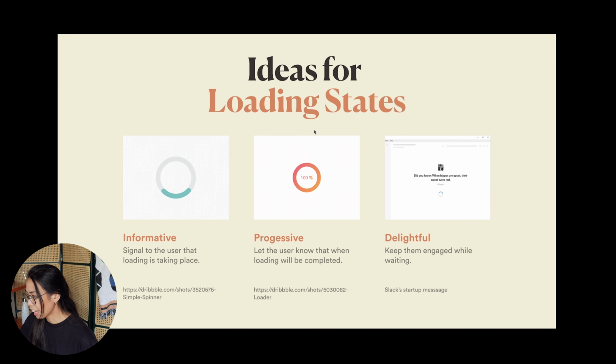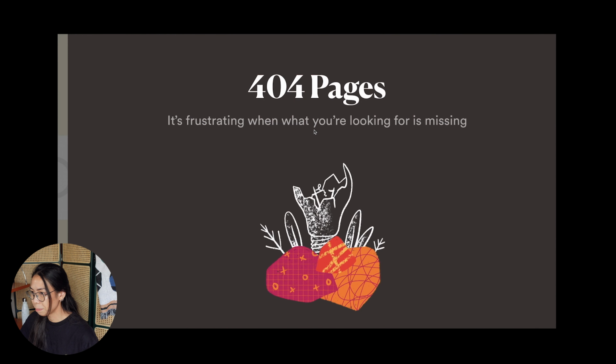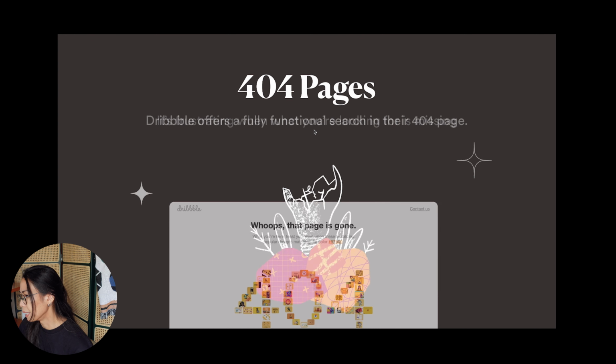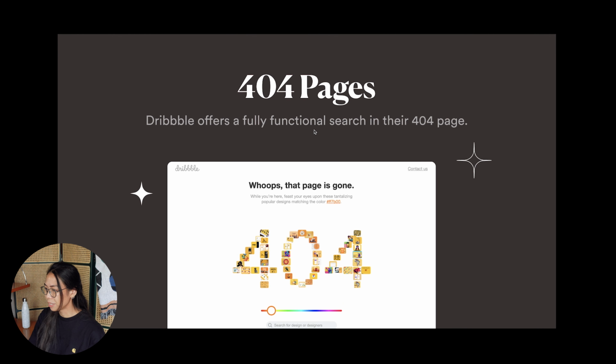And lastly, we have 404 pages, because it's really frustrating when what you're looking for is missing. So let's try to correct this negative situation. A really great example here would be Dribbble, which offers a fully functional search in their 404 page, where users can search by typing or by color code, which speaks to us designers directly.